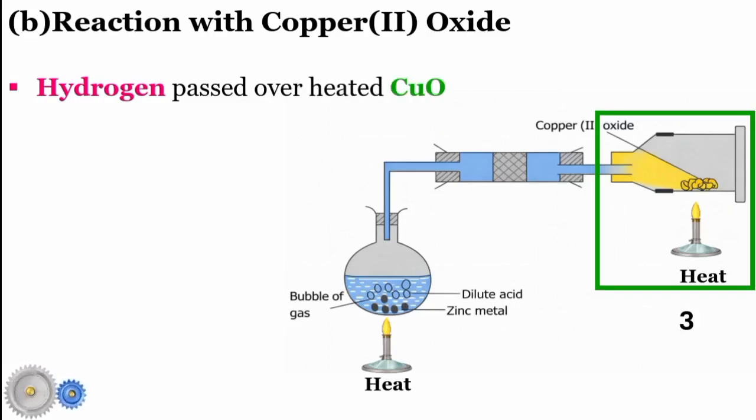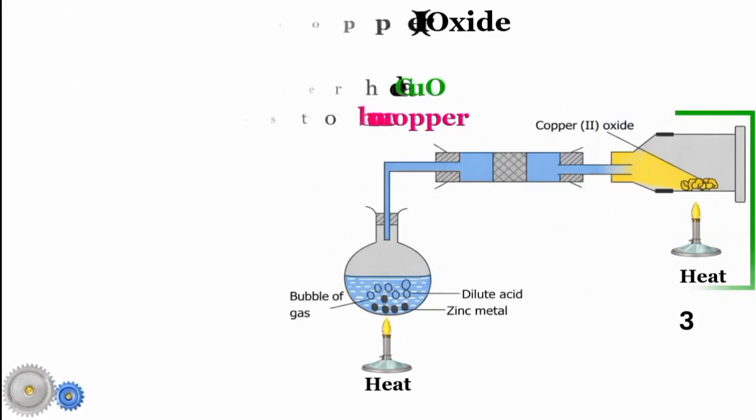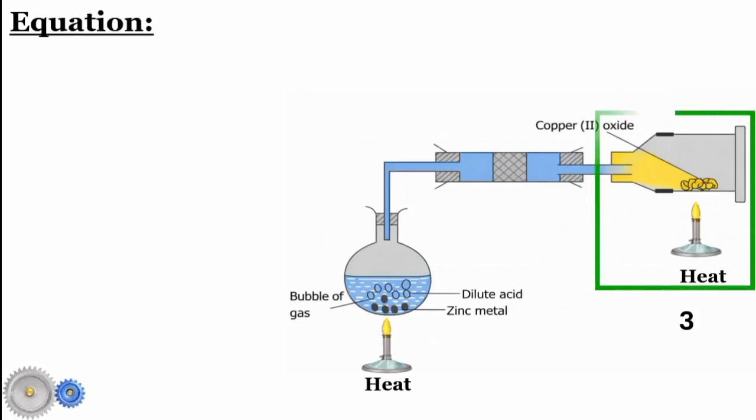Pure copper has been produced. It is the hydrogen gas that has grabbed oxygen from copper oxide. Let us construct a word equation and a chemical equation so that we can understand properly what is taking place here.